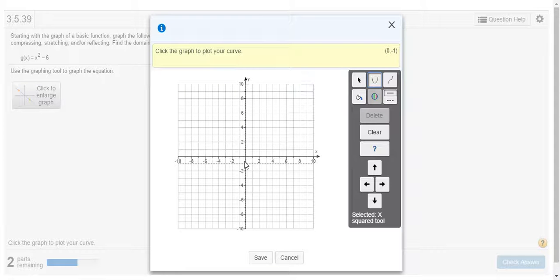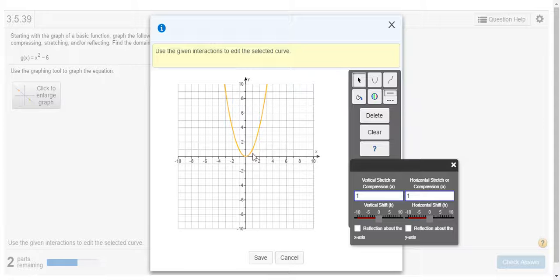Right, and so to start a parabola, you'll click here and it just automatically draws it. So we know the origin is right there. Now, this parabola is x squared minus 6. The minus 6 occurring after the square means that it moves it vertically down 6. Now just FYI, if it's x minus 6 in parentheses squared, then we're talking horizontal.